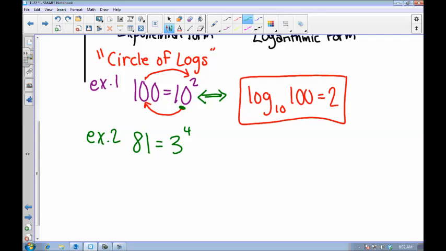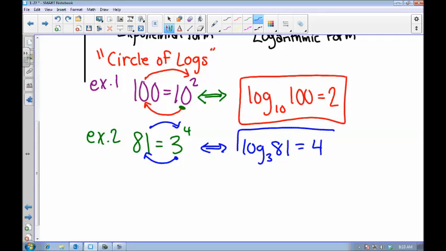What's the base? The base would be holding up the exponent. What's the base? 3. Good. That's where we start our cycle. Okay, what's the first thing we write over here? Log, and we'll put base 3, okay, of, what number do I go to next? 81. Log base 3 of 81 equals, excellent.